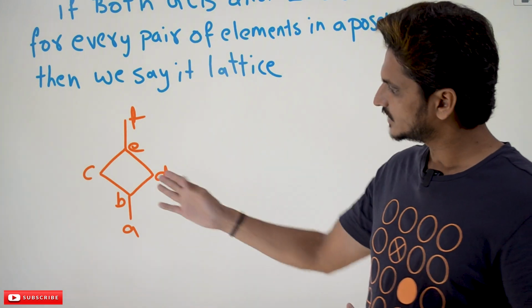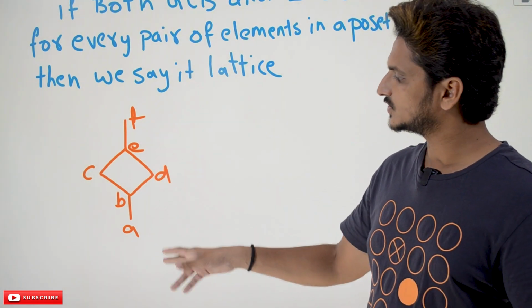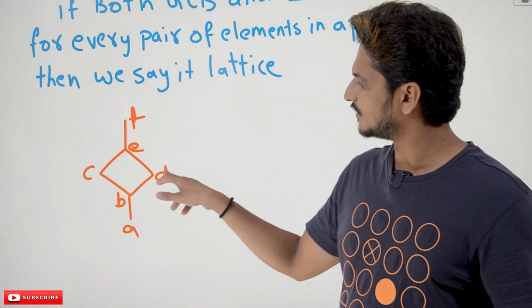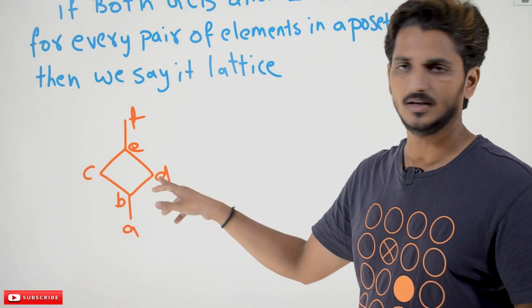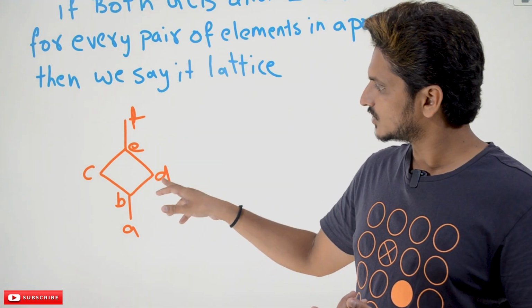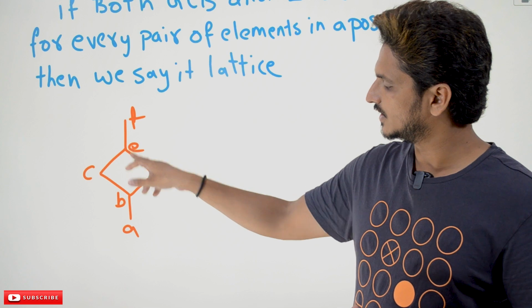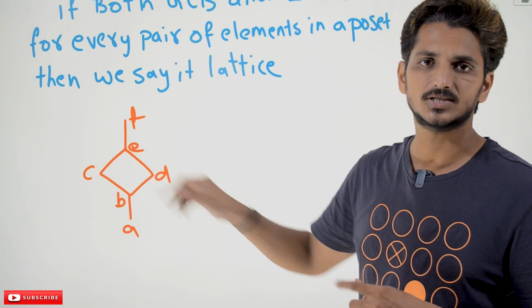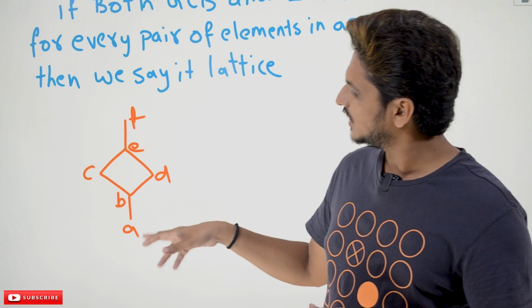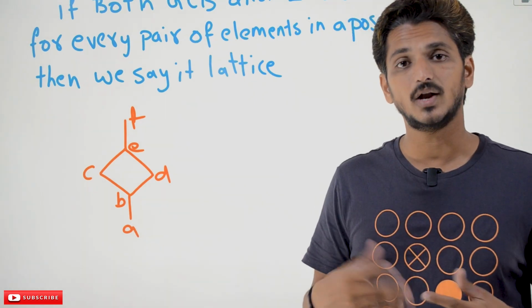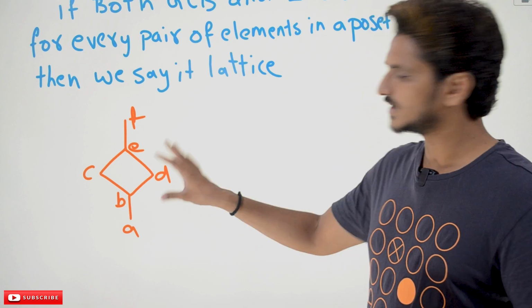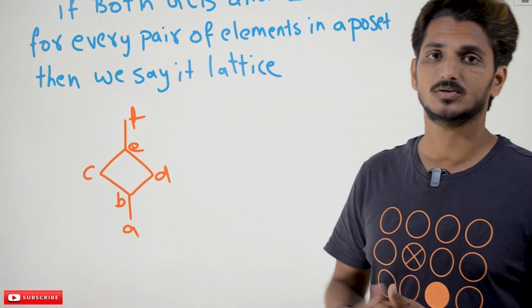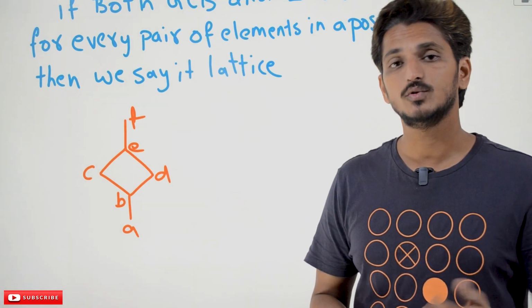This is the POSET. On this POSET, you take any two elements. Let's take the example C comma D. What is the greatest lower bound? Greatest lower bound is B. What is the least upper bound? E is the least upper bound. You take any two elements, you have the greatest lower bound and least upper bound. You can do this example for better practice also. Then we say it is a lattice.